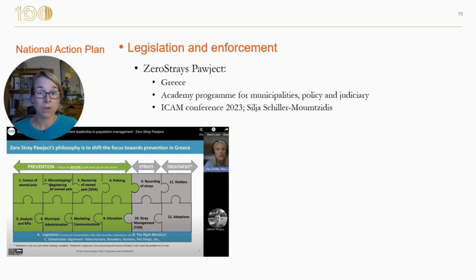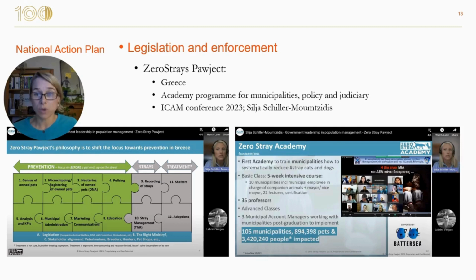And although the legislation to address responsible ownership was relatively good, it was not being implemented or enforced. And so they developed a training programme for municipalities, the police and the judiciary to really ramp up their enforcement of the legislation, and also the service provision to owners so that they could get their animal microchipped and sterilised as outlined in the legislation. So in this example, the strategic intervention was not to change the legislation, but to improve its implementation. If you're interested to learn more, please check out the video presentation by Celia on our 2023 ICAM conference webpage.